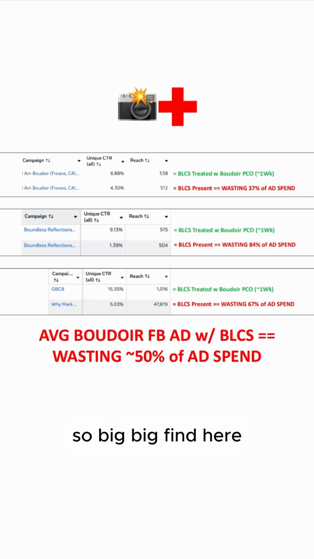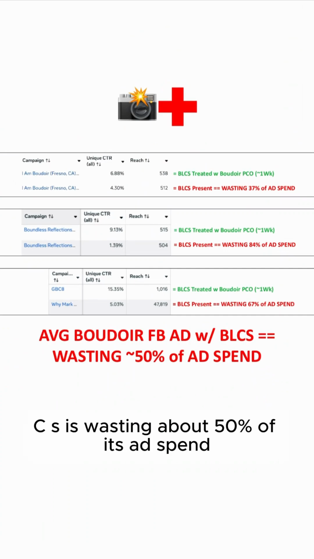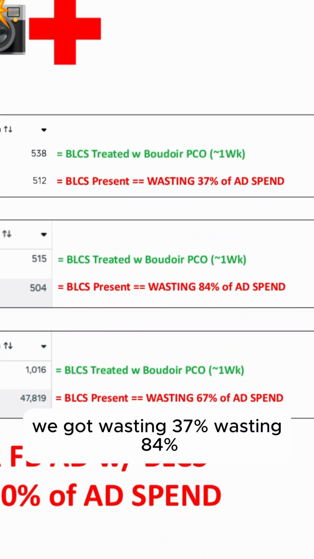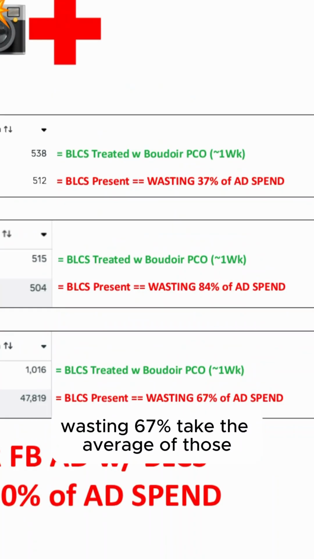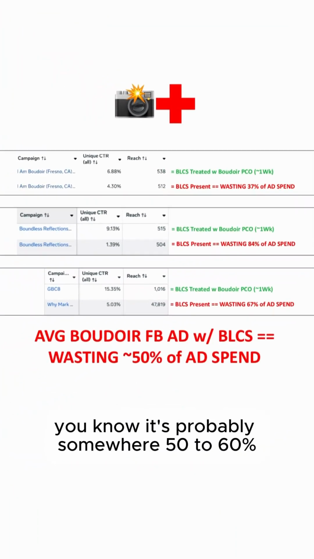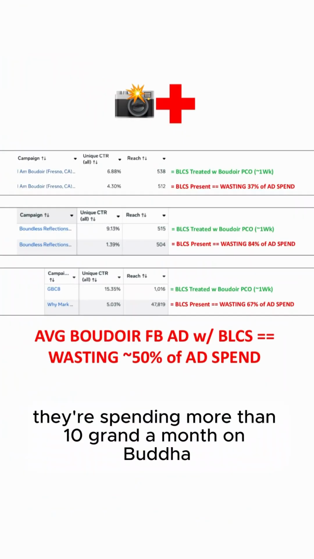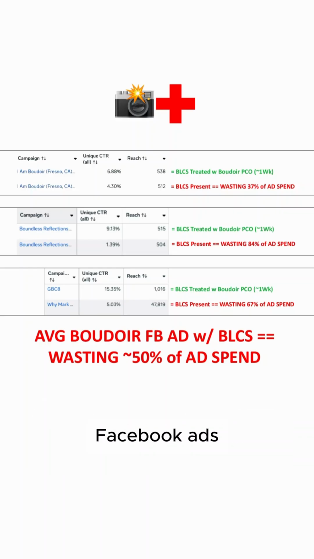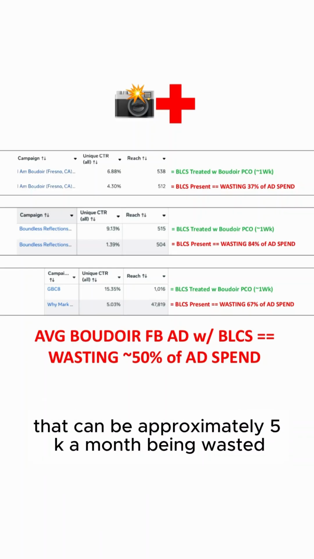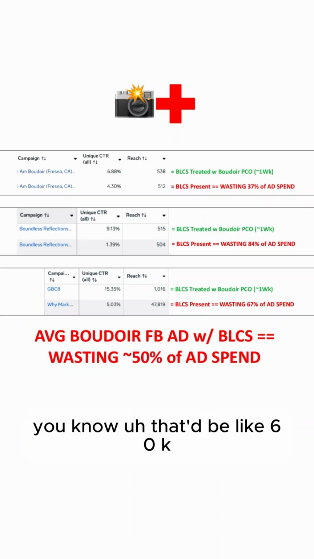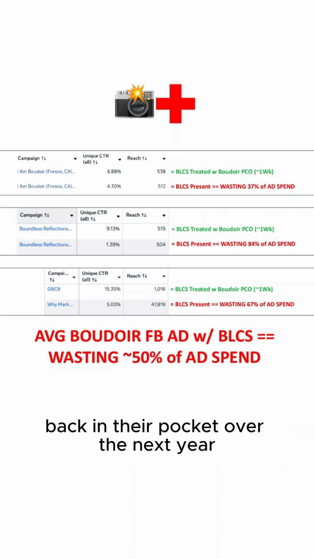So big find here. The average Boudoir Facebook ad with BLCS is wasting about 50% of its ad spend. So, I mean, look at the numbers here. We got wasting 37%, wasting 84%, wasting 67%. Take the average of those, it's probably somewhere 50 to 60%. So the average Boudoir Facebook ad is wasting about 50% of ad spend. So they're spending more than 10 grand a month on Boudoir Facebook ads. Literally 5K every single month being wasted. That can be approximately 5K a month. It's being wasted. That can be eliminated. And approximately, that'd be like 60K back in their pocket over the next year.